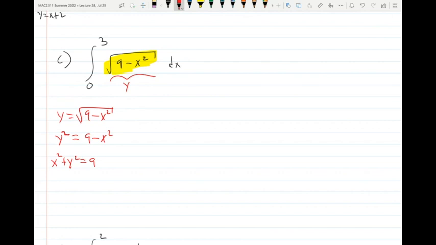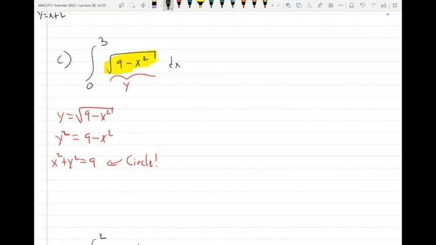At this point, something should ring the bell. What does this look like? What does this remind you of? Circle. What circle? Center at the origin, radius 3. So let's talk about this equation. What circle is this? Center at the origin, radius 3. Yes? So this right here is a circle.